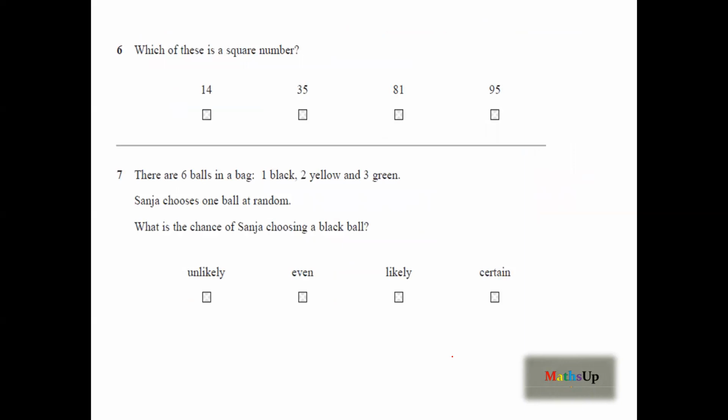The sixth question. Which of these is a square number? Now, first we'll see what is a square number. A square number is the product of a number multiplied by itself. For example, 1 times 1 is 1. So 1 is a square number. That is the first square number.